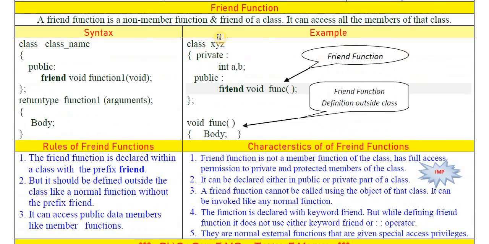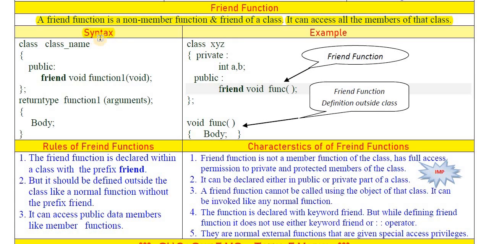And the last one, friend function. So what is a friend function? The definition is, a friend function is a non-member function and a friend of a class. It can access all the members of that class. So a friend function is not a member of a class, but it is a friend of the class, and it can access or use all the members of that class. So how to create a friend function, and what is the syntax and example?